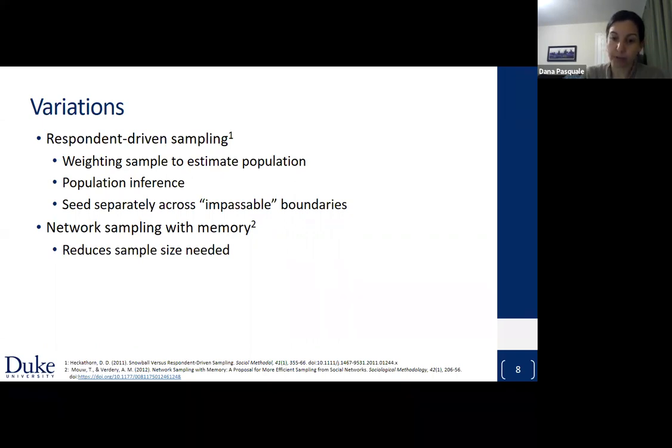So an approach called network sampling with memory is a variation of RDS, which reduces the design effect. In network sampling with memory, more detailed network data is collected, and then the network, through two different methods, is used to guide sampling. And this reduces the design effect and thus the sample size needed.